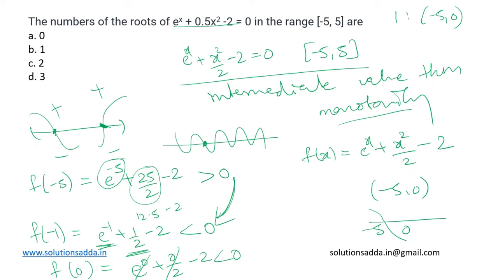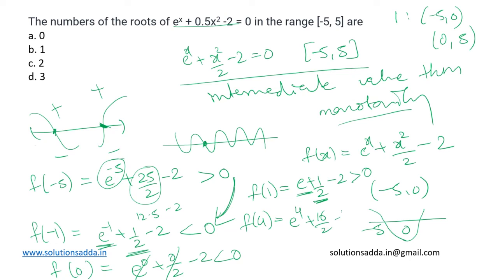Now let us check for the interval 0 to 5. For 0 we already saw that it is negative. Let us check for 1. For 1, f of 1 becomes e plus half minus 2. Now this is half and this is e. The value of e is approximately 2.2, about 2.1, greater than 2, and then we are adding something to it and subtracting 2, which means it is positive. So for 1 it is again becoming positive. And similarly for 4 or 5, if you will check, e raised to 4 plus 16 by 2 minus 2, again this thing is positive. So afterwards it is positive.